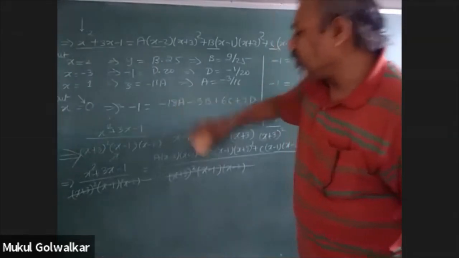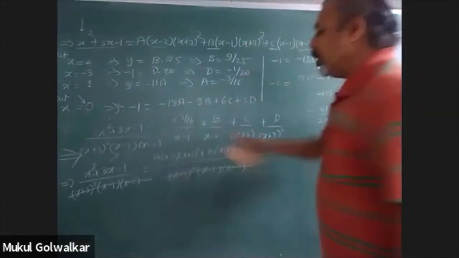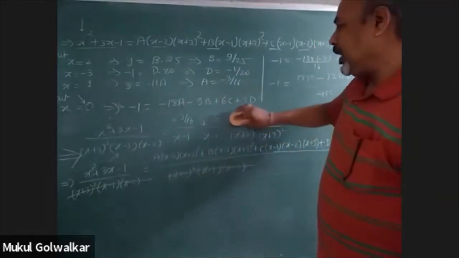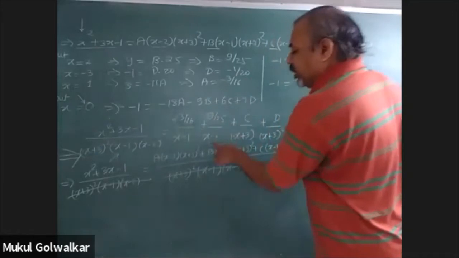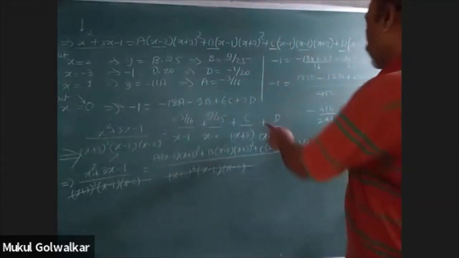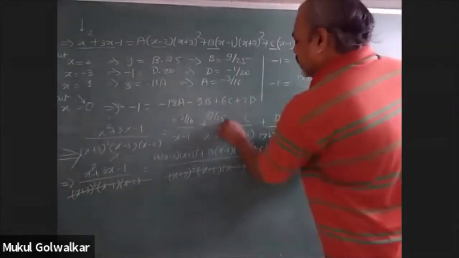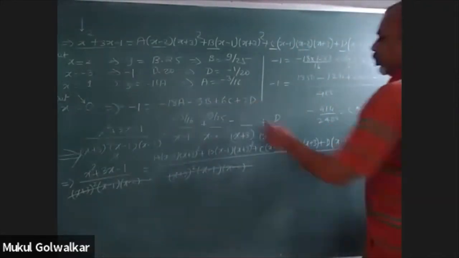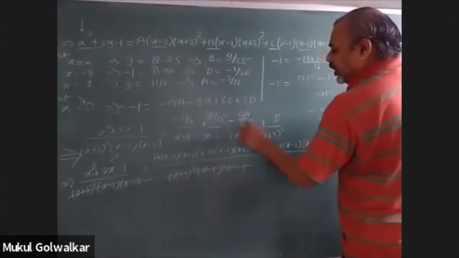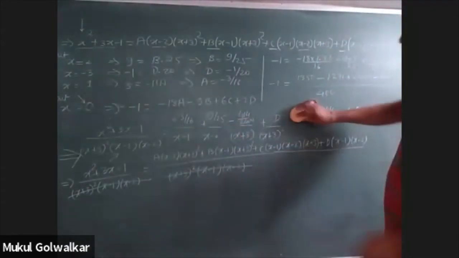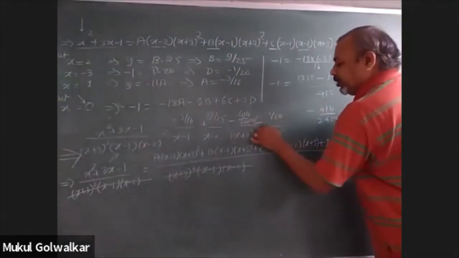So here the partial fraction will be in the form of minus 3 by 16 upon x minus 1. B has got the value of 9 by 25, so you write plus 9 by 25 divided by x minus 2. The value of C, as calculated by me, I should write minus of 414 divided by 2400 divided by x plus 3. And the value of D gives you minus of 1 upon 20 divided by x plus 3 whole square.